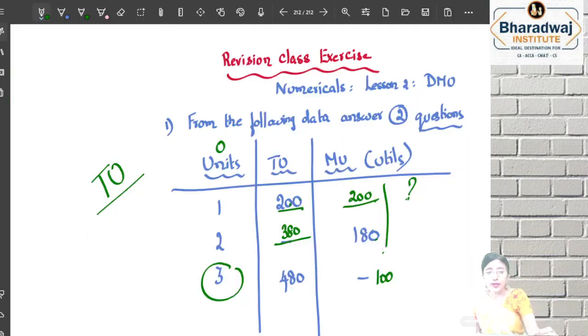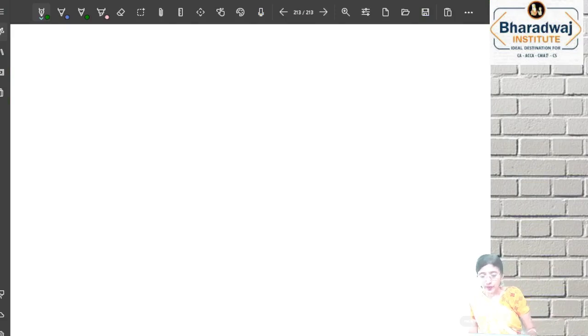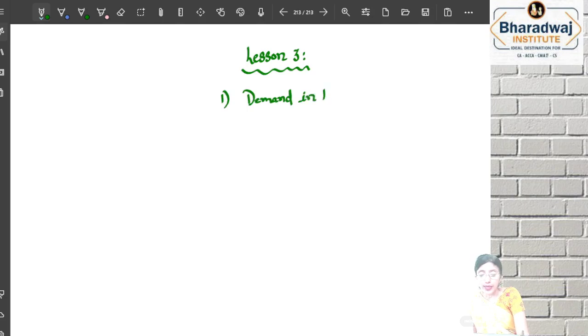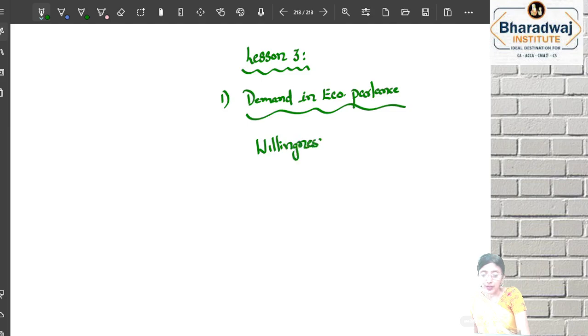As we go to the lesson 3. Okay, so demand in economic parlance, please be thorough with, because a common man's option will also be there, which is not as expected from you. So willingness, it also implies a desire, willingness to buy. Plus, it's not enough if I have willingness, I must have the purchasing power to buy.